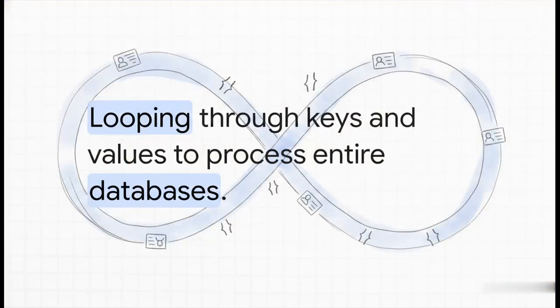Look, if you have 10 contacts, checking them manually is fine. But if you have 10,000, you need automation. This is what we call dictionary traversal. By using loops in Python, specifically looping through those keys and values we were just talking about, we can process an entire database in literally just 2 or 3 lines of code.